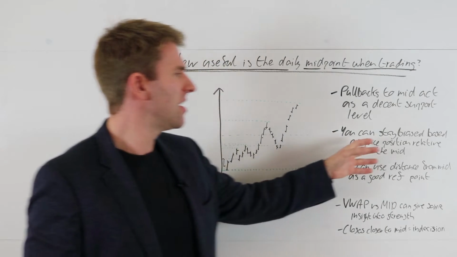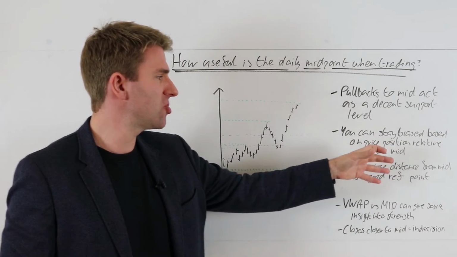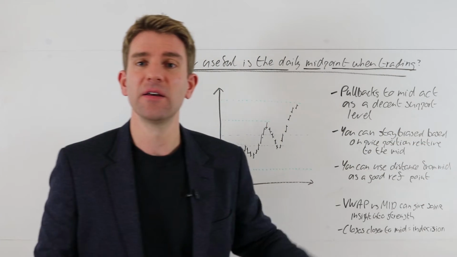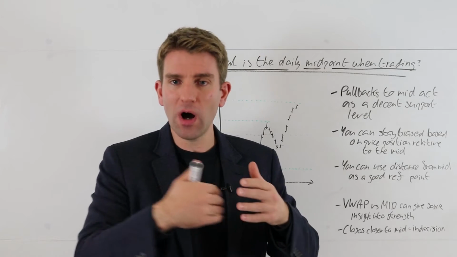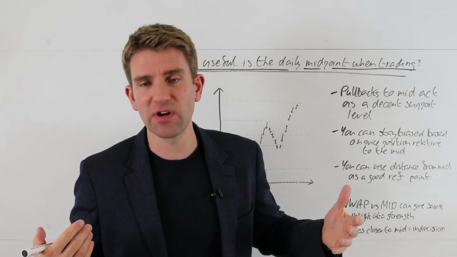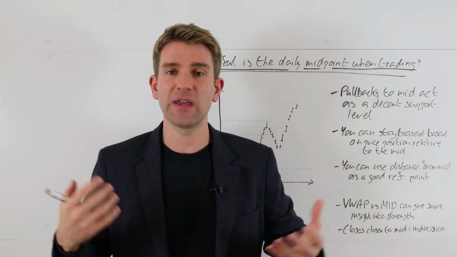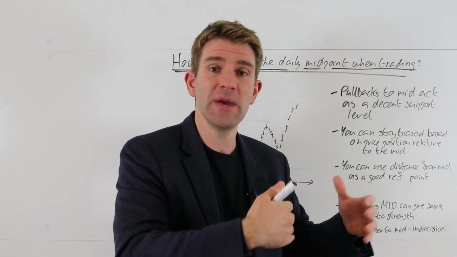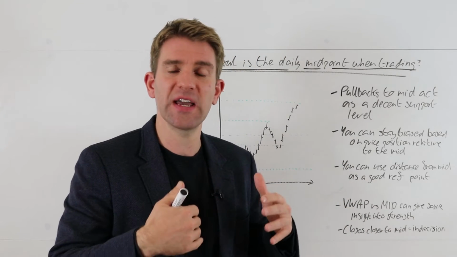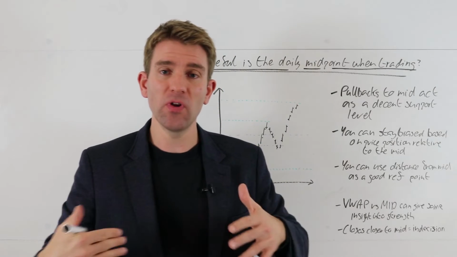Number 2, guys, is you can stay biased based on price position relative to the mid. In other words, you can say, okay, while price is above the midpoint, this is obviously very loose and you're going to have some more games to play with this, but while price is above the mid, you really want to be staying long, while price is below the mid, staying short.